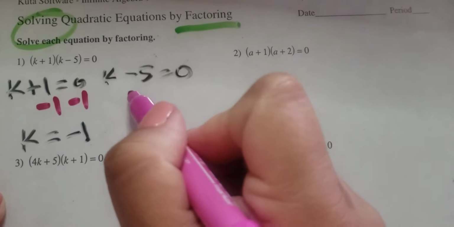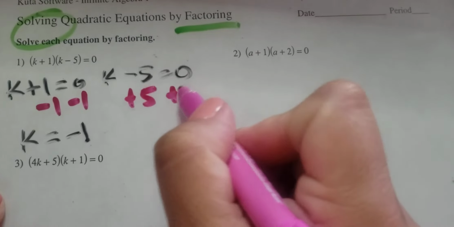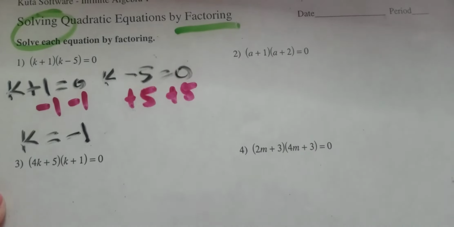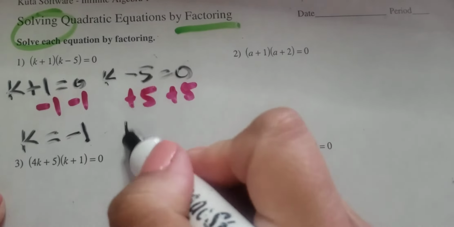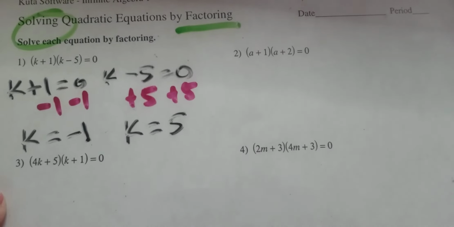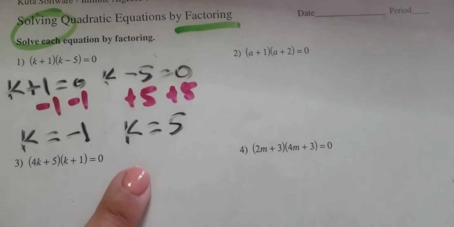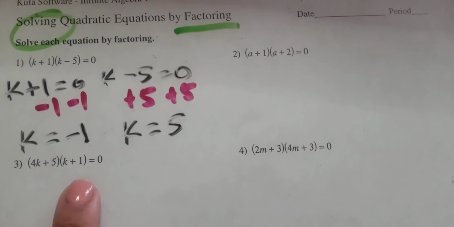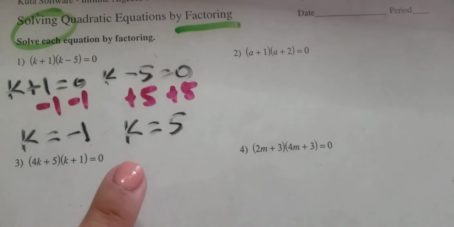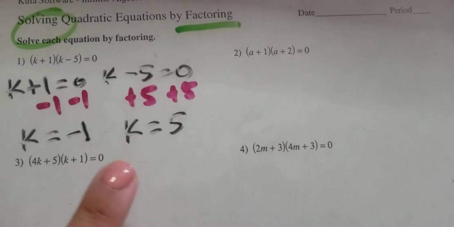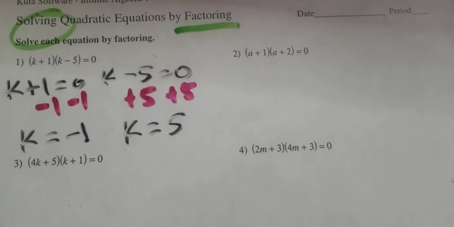And the second equation, to solve for k, I'm going to add 5 to both sides, and then I'm left with k equals +5. So both of these would be considered my solutions. k equals -1 and k equals 5. Okay, now there's a name for these. They're called zeros, or you can think of your zeros as your x-intercepts.